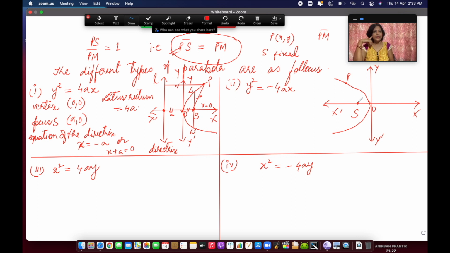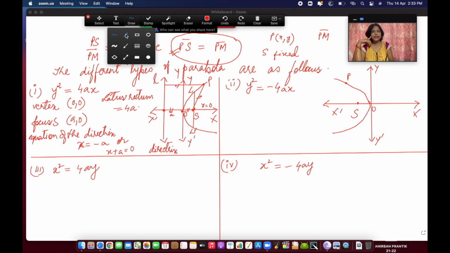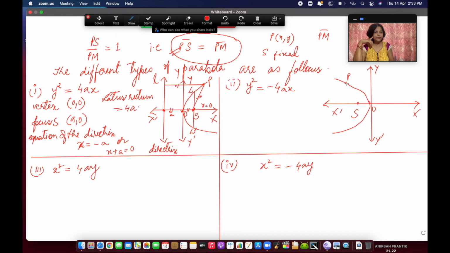So, here S is the fixed point, and we also need to draw a fixed straight line. Suppose this is the fixed straight line whose distance from the point P is this. We have the directrix as the fixed straight line, and PM is the perpendicular distance of the directrix from the moving point P. S is the focus here. O is the vertex of the parabola. The parabola passes through the origin O, which is the vertex, and the axis of the parabola is the x-axis.